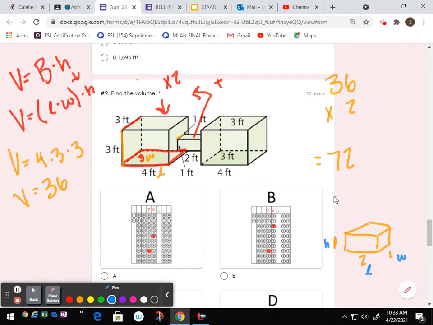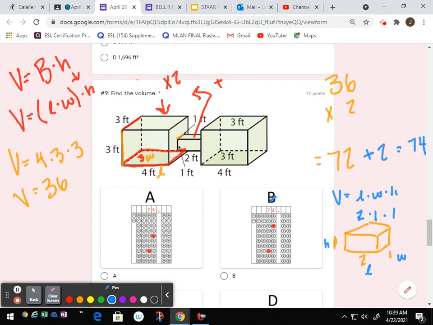Okay, so the same formula, V is equal to length times width times height. So we're doing 2 times 1 times 1. 2 times 1 is 2, and 2 times 1 is 2, times 1 is also going to be 2. So the volume of this one is 2. So now all we do to our 72 is add 2, since it's all one figure, right? So at the end we get 74.